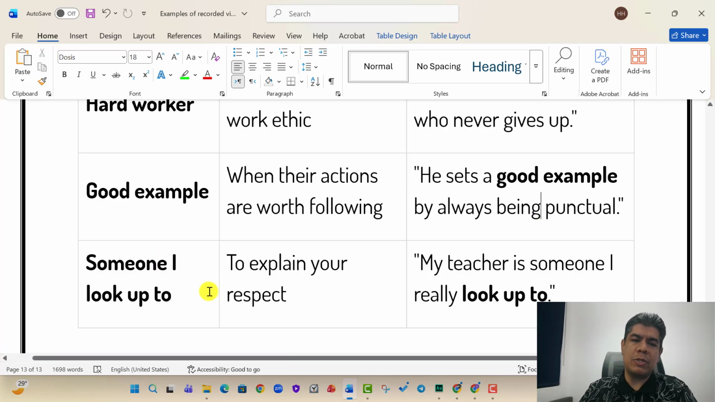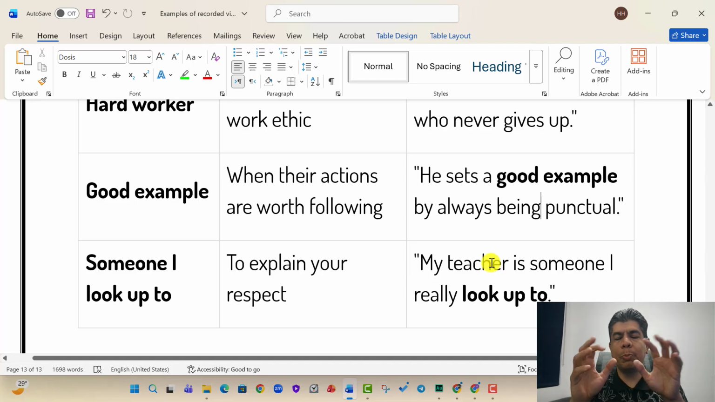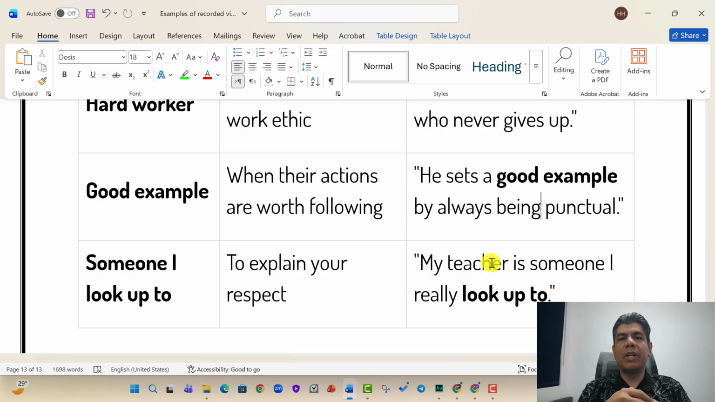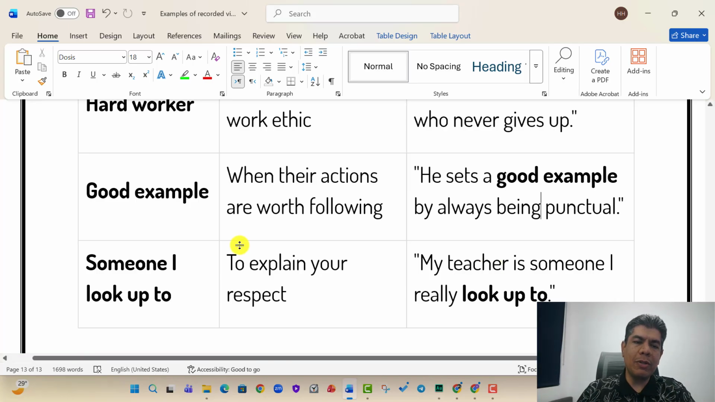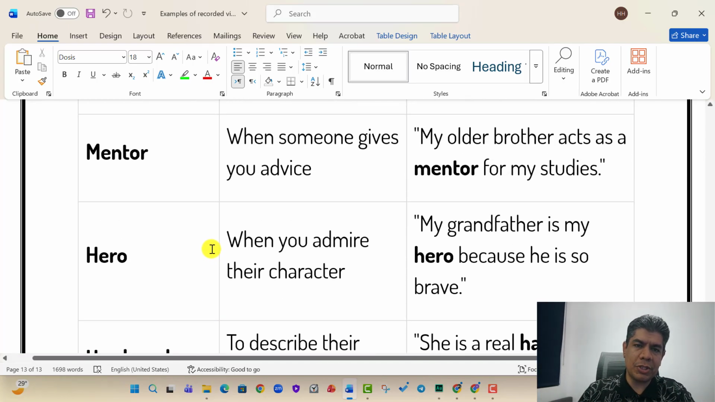Someone I look up to, to explain your respect. My teacher is someone I really look up to. Okay, it means that he is my role model. So, to make the long story short, when it comes to describing someone, you can talk about his or her role in your life by using all these simple expressions.